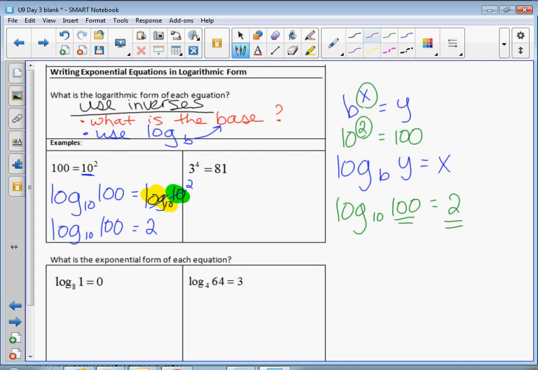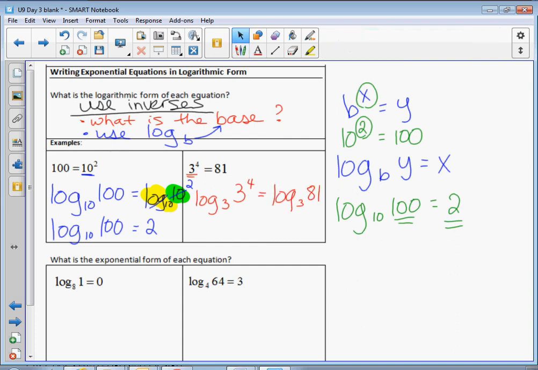Less likely for errors. So 3 to the 4th we know is 81. We want to ask ourselves, what's the base? The base is 3, so let's take the log base 3 on both sides. Log base 3 of 3 to the 4th will equal log base 3 of 81. Well, this log base 3 and 3 will cancel, so 4 equals the log base 3 of 81.